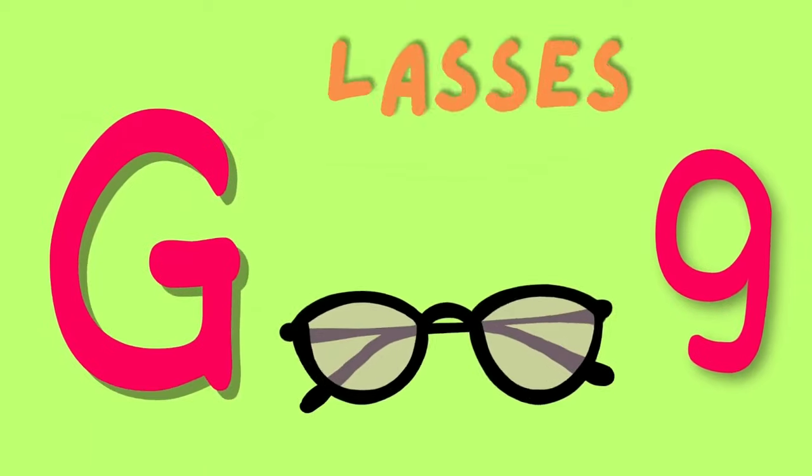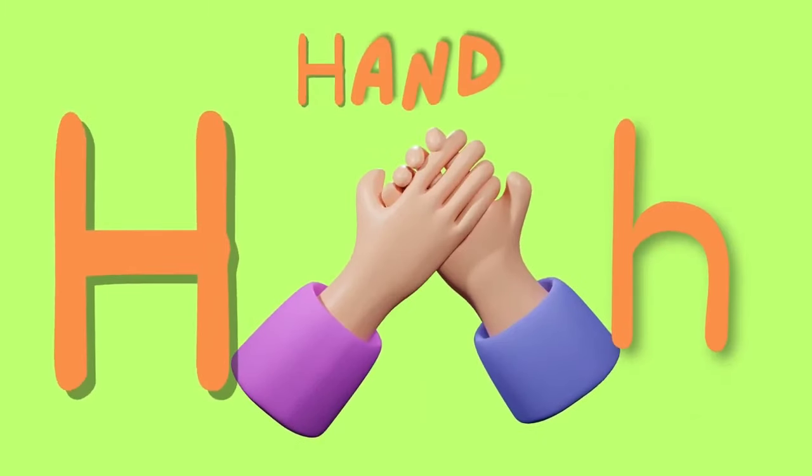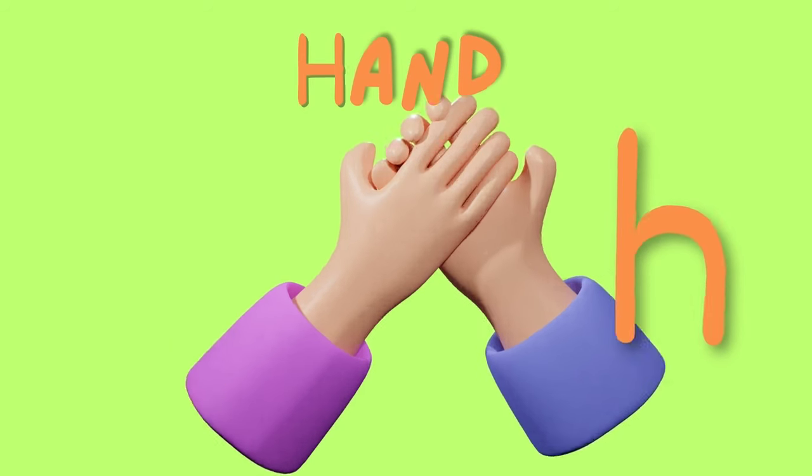G is for glasses. This is the glasses. H is for hand. This is the hand.